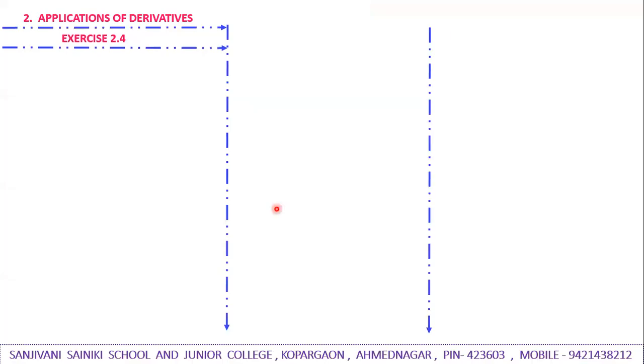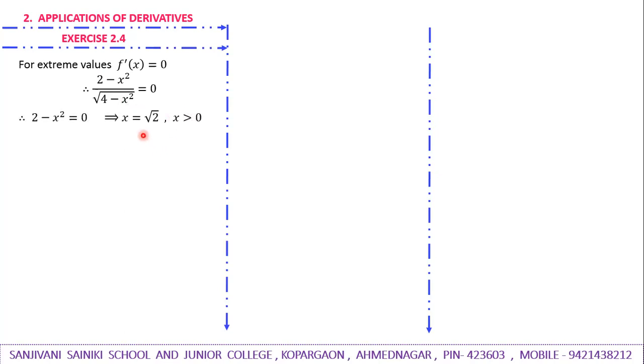Now for extreme values, we know that the first derivative must be equal to 0. So 2 minus x square upon root 4 minus x square must be equal to 0. So we get x square is equal to 2. So x is equal to root 2. Again, I have not taken the negative because the length is always positive.